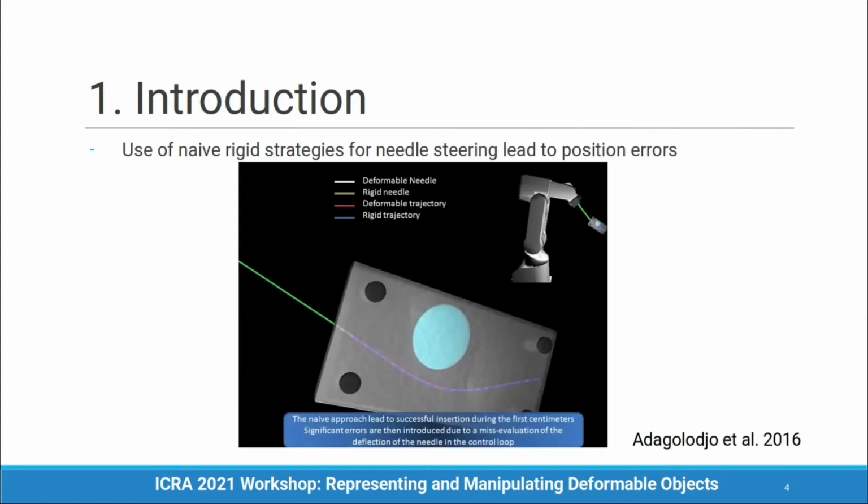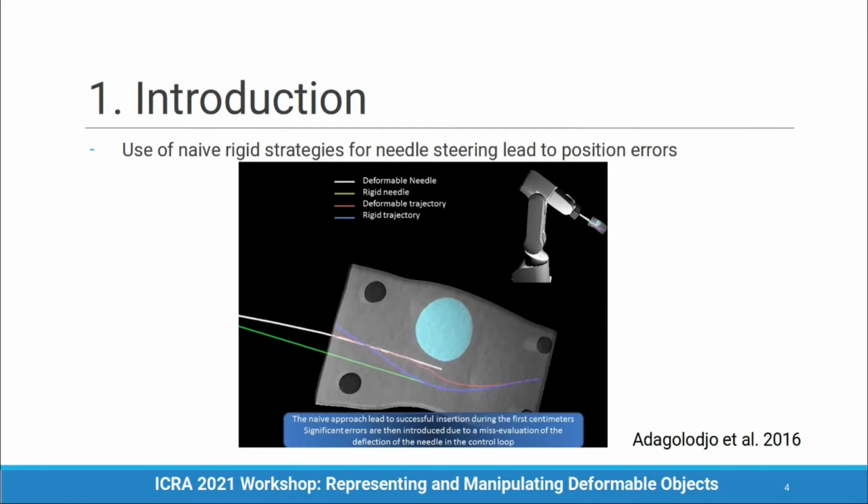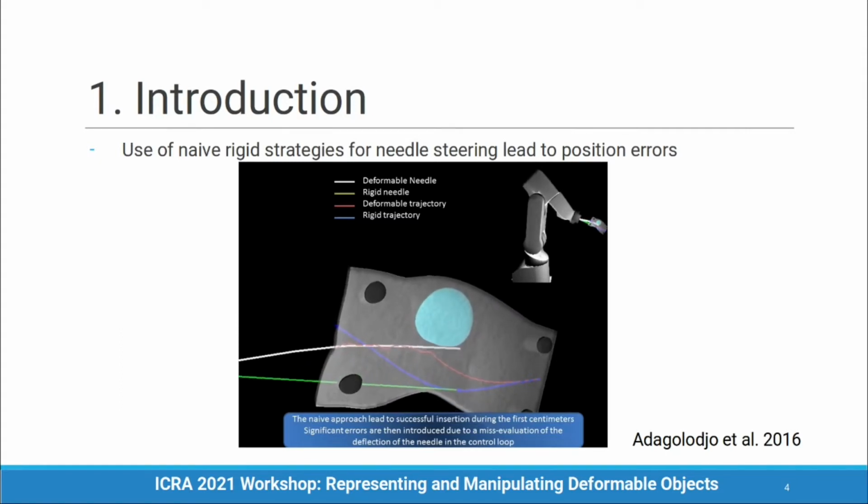The use of naive, rigid strategies for needle steering can lead to huge positioning errors. In green, we can see where the rigid strategies assume the needle tip to be and the result of a finite element simulation of the insertion.